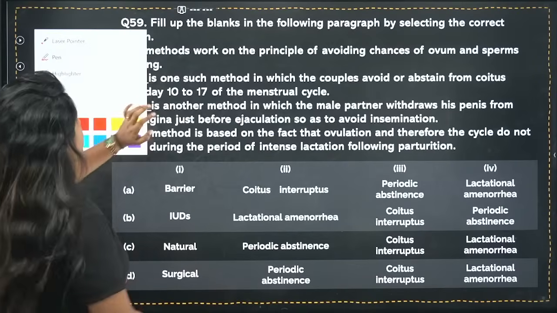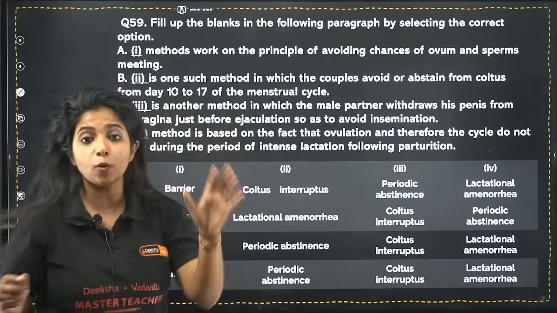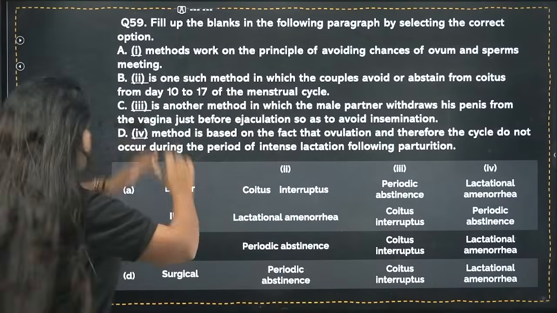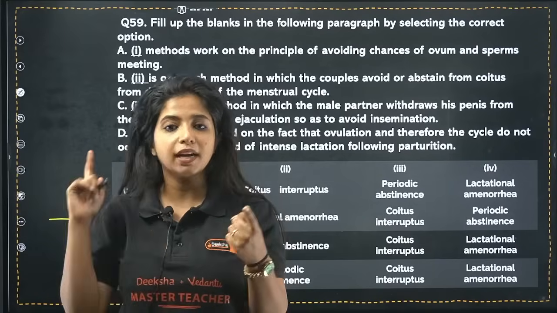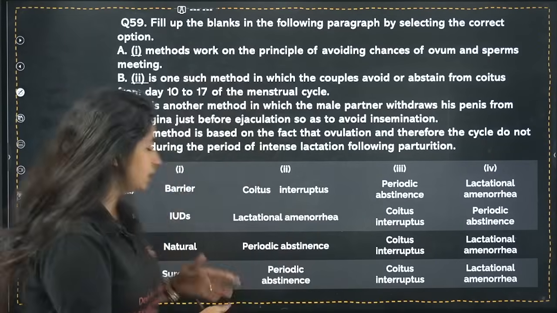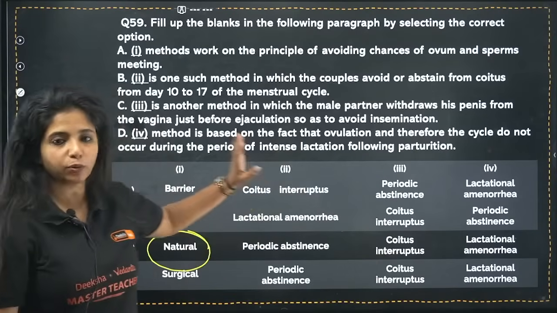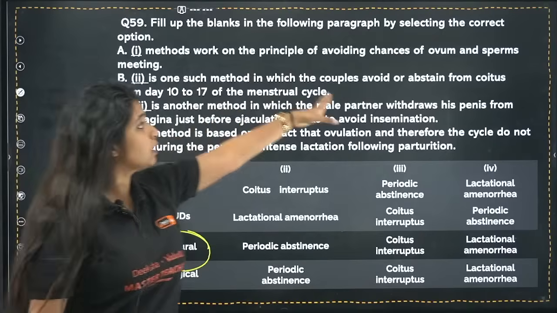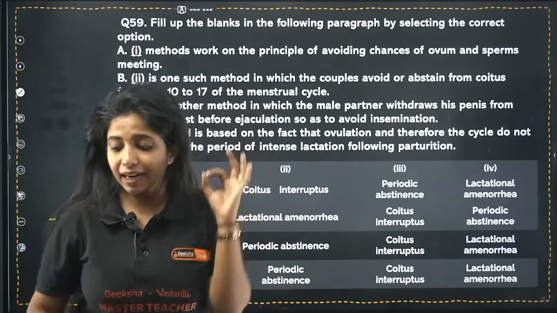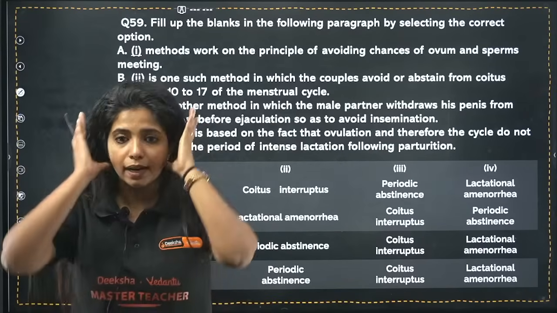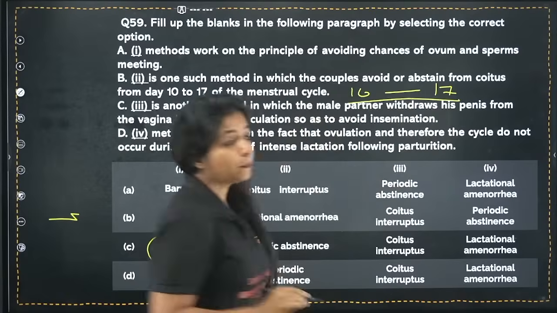Okay, fine, cool. So the method works on the principle of avoiding chances of the ovum and the sperm meeting. It can be a barrier method, it can be a natural method. Anyway, A is going to be natural, because of the other options. One such method is one in which couples abstain from coitus from day 10 to day 17. Always remember, day 10 to day 17 is the fertile period.